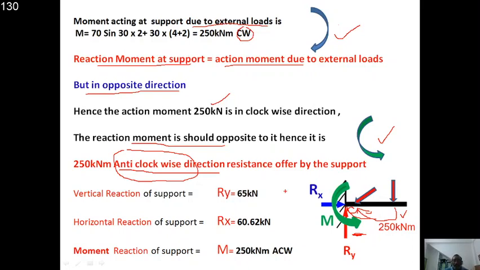Therefore, by using these same notations, we are concluding that the vertical reaction of the support Ry is 65 kilonewtons, the horizontal reaction of the support Rx is 60.62 kilonewtons, and the moment reaction of the support in the anti-clockwise direction is 250 kilonewton meter. So this M value is 250 kilonewton meter, right?